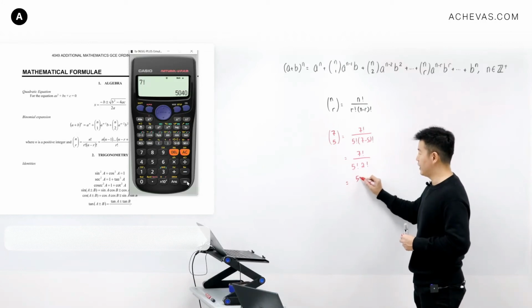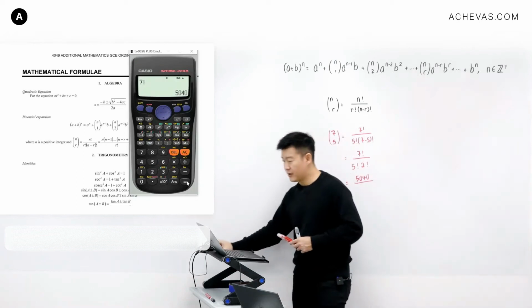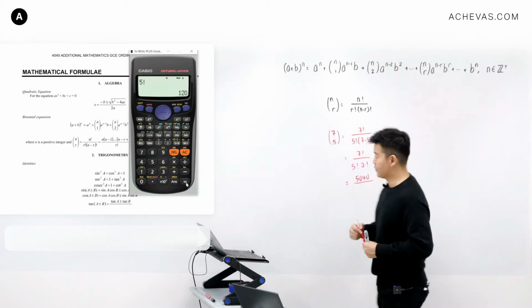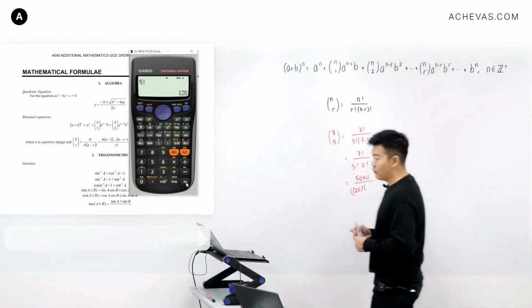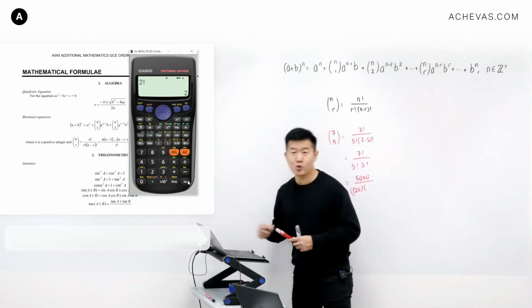So here we have 5040 divided by 5 factorial. 5 factorial is 120. So here is 120. And then 2 factorial. 2 factorial is, let's check, equal to 2.